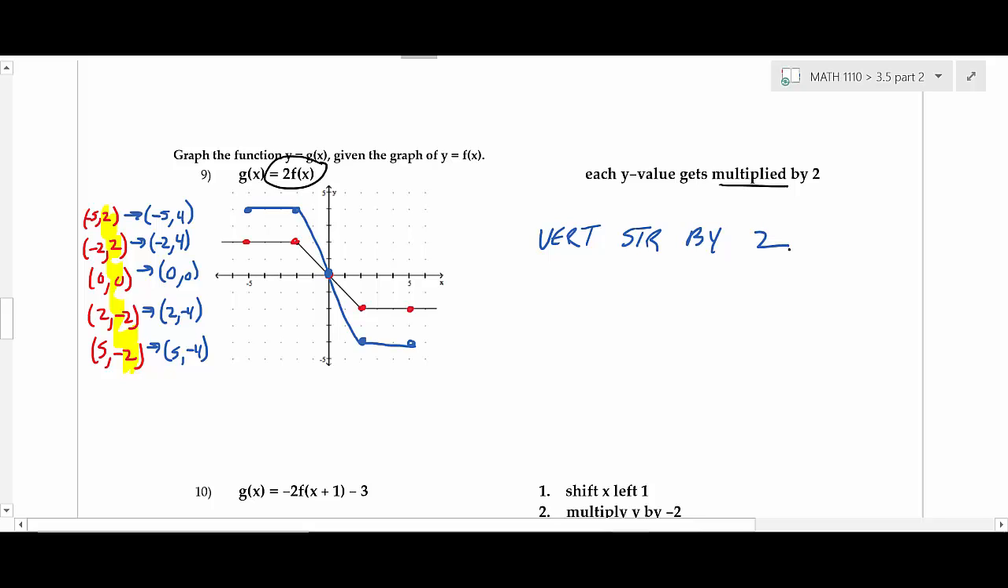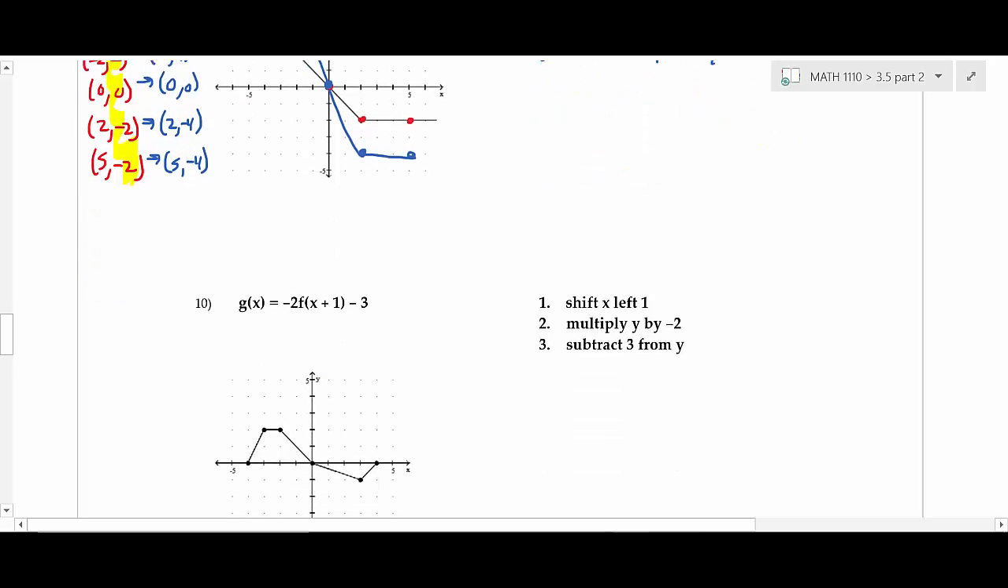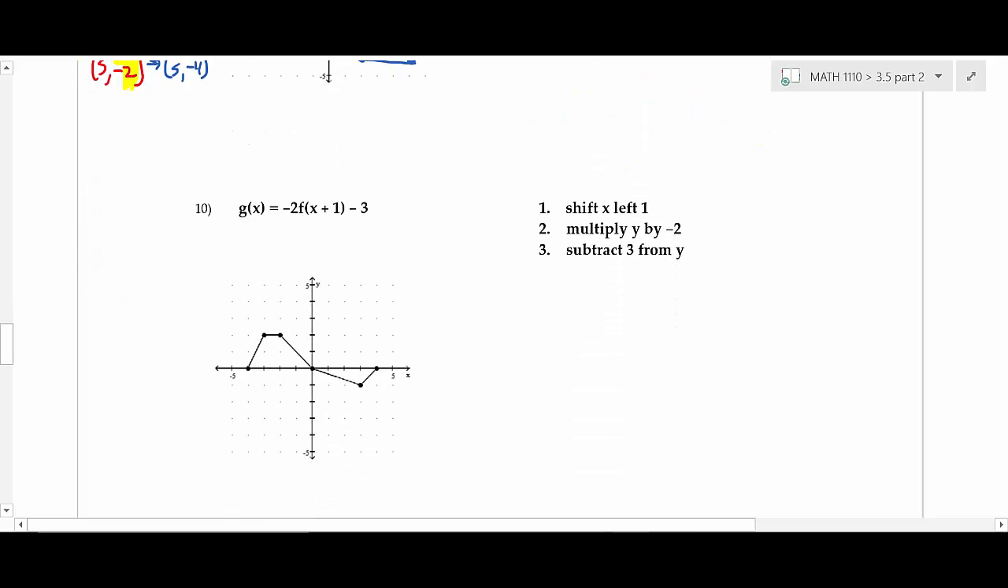Okay, that's real simple. Now some of these problems are going to have more than one transformation, but that's how you can begin. Okay, all right, if you look at the second one, this one has 3 transformations. I went ahead and just wrote these out for you. So you have left 1, and remember you got to do this in the right order. So you got left 1, then you're going to multiply y by -2.